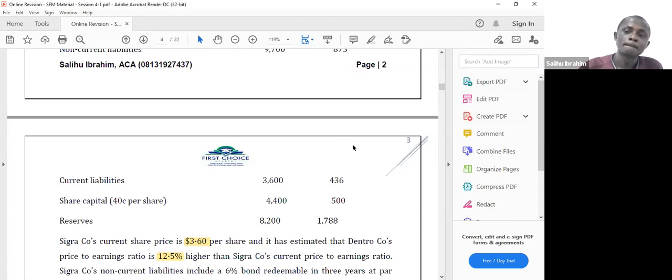So if that is the case, it means the market price per share of Dentroco is 0.51, which is the price earnings ratio, multiplied by EPS 0.5. So 0.51 times 0.5 is what? Is 0.26 approximately. Are you sure that is correct? Okay, it's correct, right? Correct.